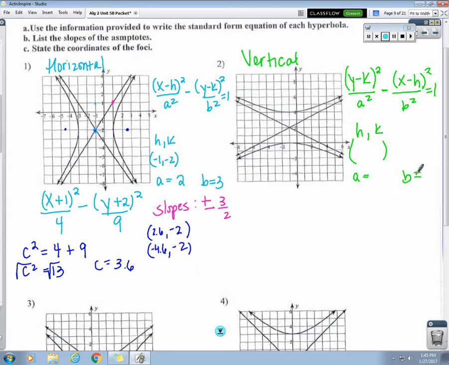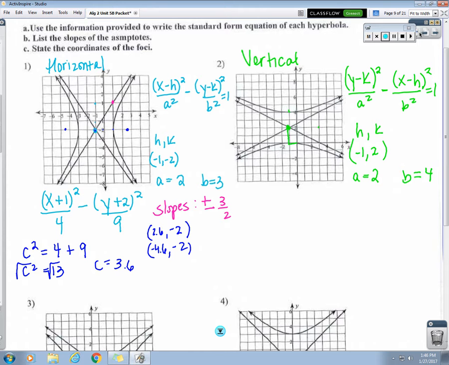Well, this time, where did the center move? Negative 1, and then up 2. So negative 1, 2, correct? And then with this equation, a is under y, so a is your vertical distance. From the center up to where the vertex of the hyperbola is how many units? 2. And then b is under the x, so that's horizontal. And how far is it from the center to the box? 4.